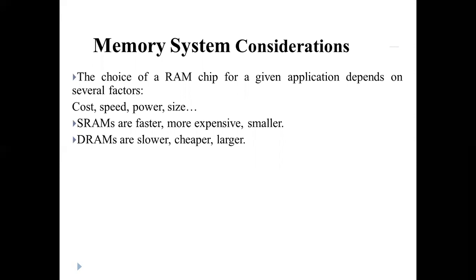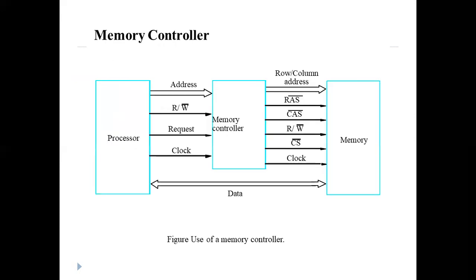In that manner, we discuss what type of memory is required: how much cost you can bear, how much speed you require, and what size you require. So SRAMs are faster, more expensive, but smaller. Dynamic RAMs are slower, cheaper, and you can easily find a larger size of DRAMs. So we have studied the memory and the internal architecture of the memory.